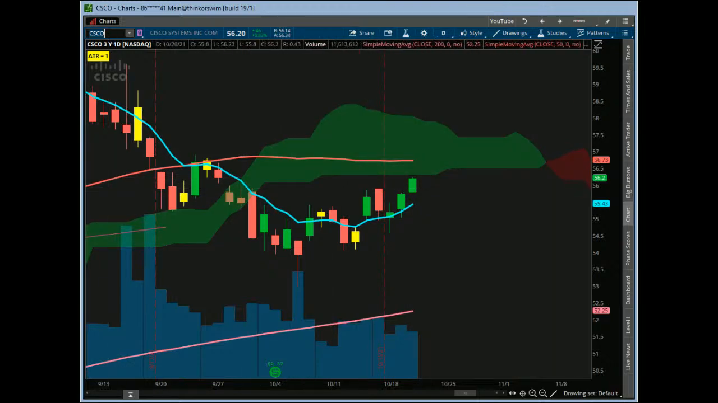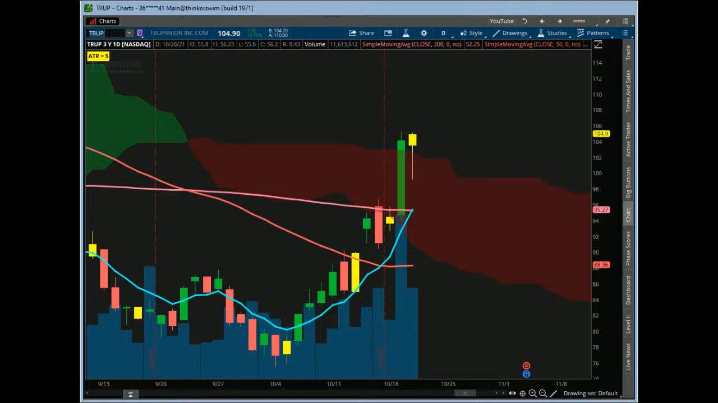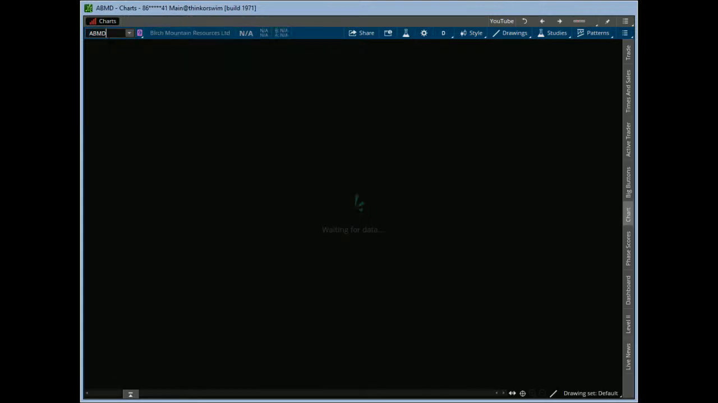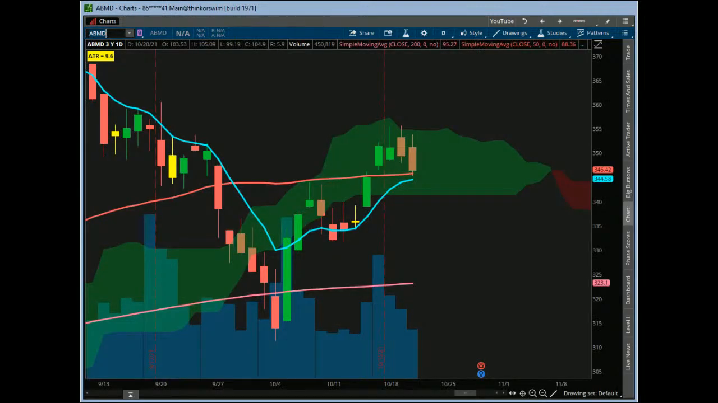We've also got TRUP on the radar. Let's take a look. Big inside day on this one, and a push out over today's highs could get it going, so there's something to look at there too. ABMD. A little bit of a rough pullback to the 50-day moving average on below average volume, so let's see how it holds there. Hopefully it'll hold there for you.